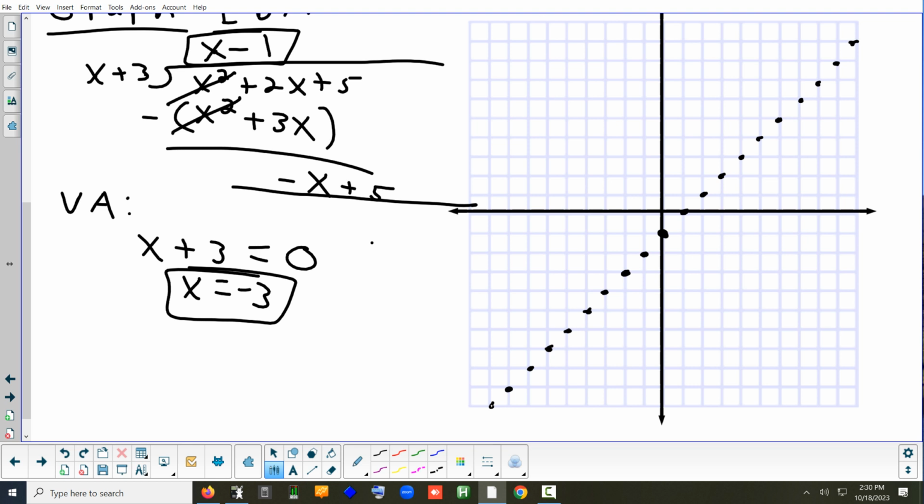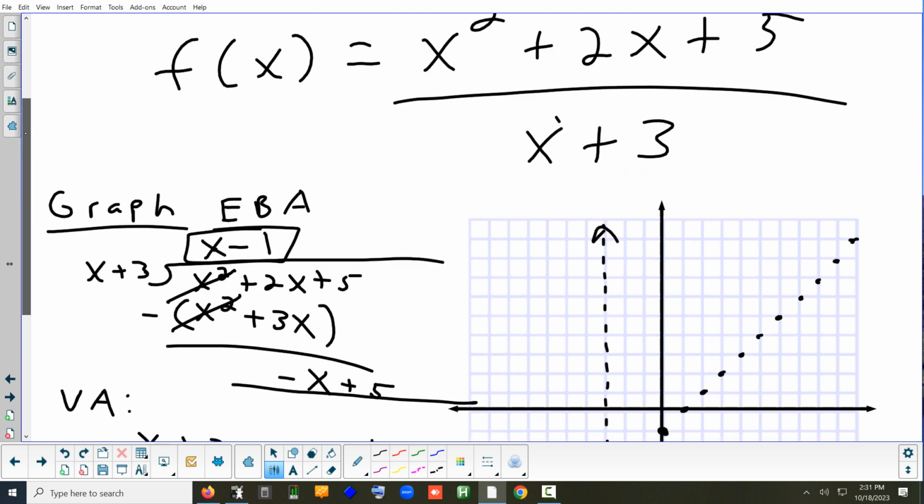Where's my vertical asymptote? What number? Negative 3. It's at negative 3. That one I'll just do it like this. Now, in this type of graph, it's almost like an X shape. And you usually end up drawing in 2 of the sections, not 3. This one's a little easier.